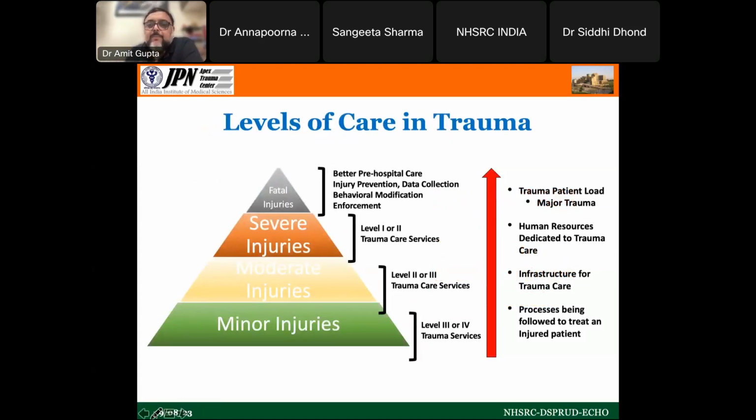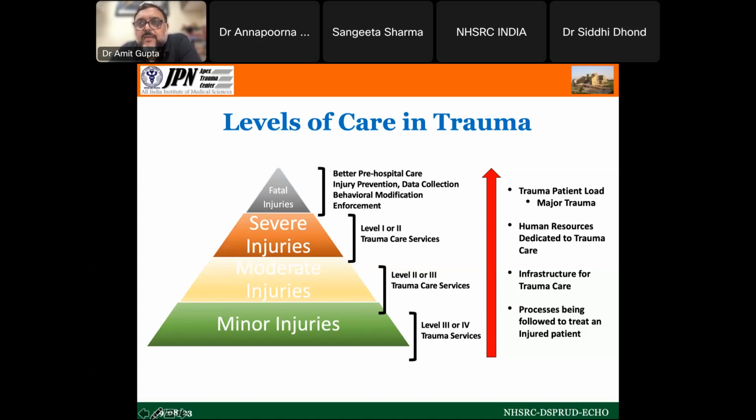At the same time, there are different levels of care in trauma, which are slightly different from other healthcare systems. In trauma, level one care is not the lowest, it's the highest level of care. And that's an internationally accepted norm. Level one means the top-level trauma center, which has all the human resources and the infrastructure dedicated to trauma care, right?